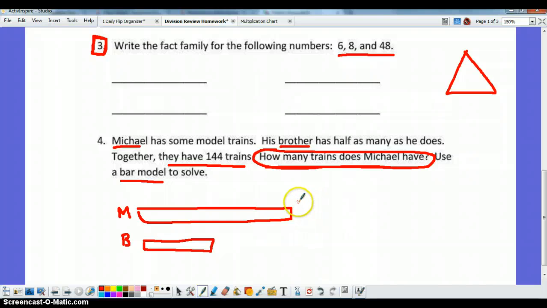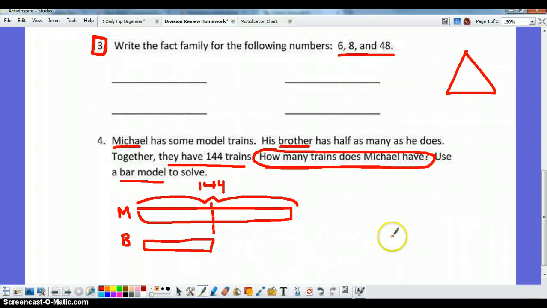Because, if I go back into the question, his brother has half as many, and together they have 144. So if I wanted to total that up, I could draw my mustache, or of course a bracket, whichever you want to call it. Their total is 144. Well, Michael has half as many, so I'm going to split his bar into 2. I'm sorry, his brother has half as many, so I'm splitting Michael's into 2.